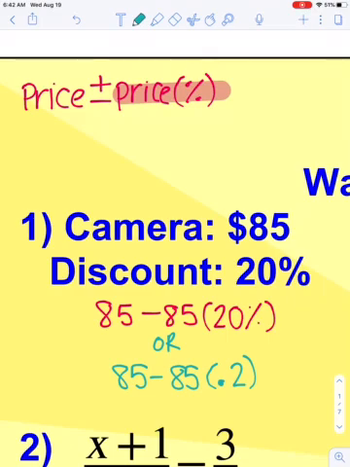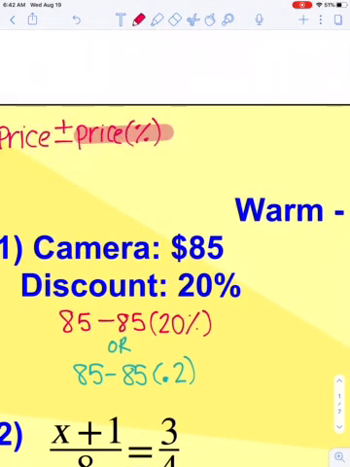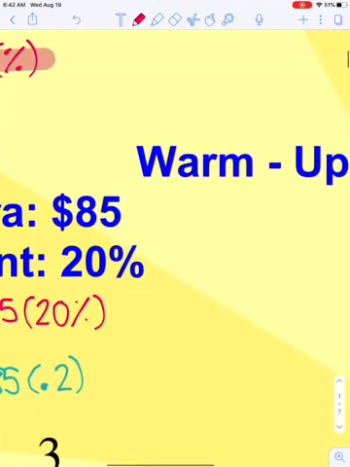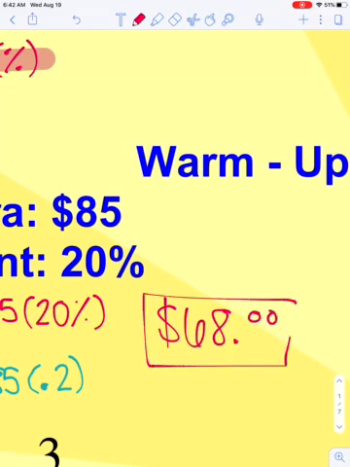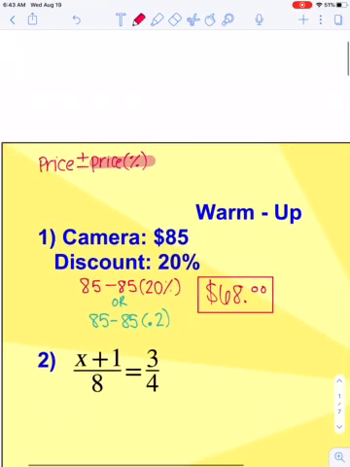That's if you don't know where your percent sign is, or you're not using a calculator that has a percent sign and you just have to use like a Google calculator, then you can just do the 0.2. Either way, you're going to get the same answer, so when you plug that in, 85 minus 85 times 20%, you're going to get 68, and that is how much you would pay in dollars for the camera.